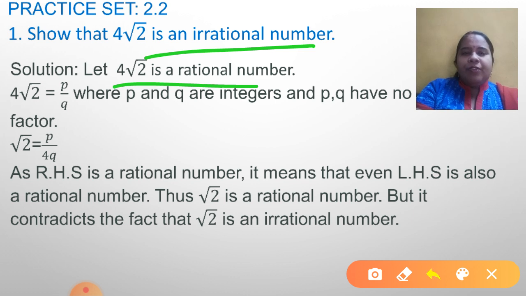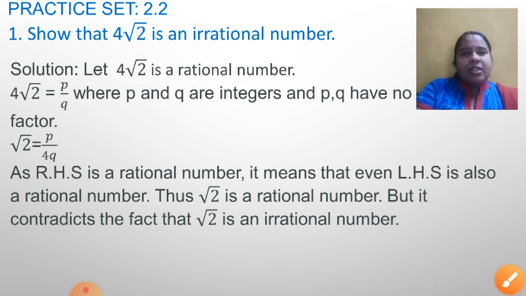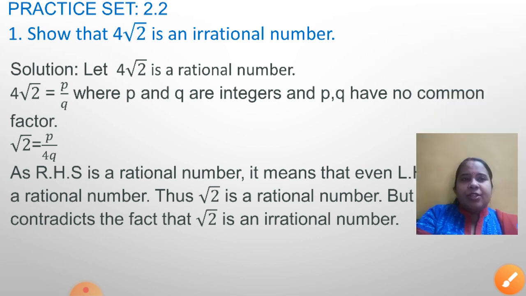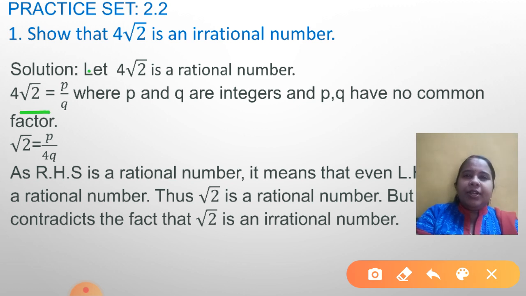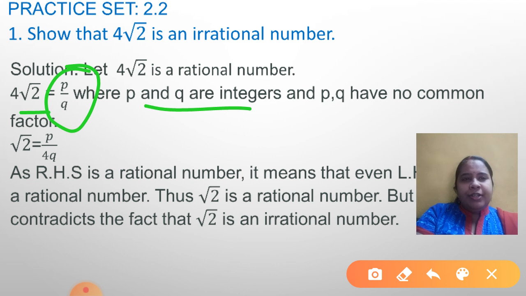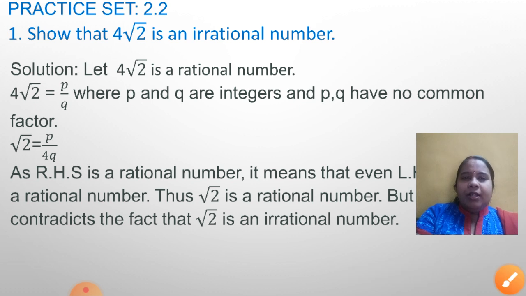Now, what is the definition of a rational number? The definition is, rational numbers can be expressed in the form of p upon q. So this rational number which I have assumed just now, 4 root 2, can be written in the form of p upon q. What are the important things to be mentioned? That p and q are integers. Integers means that they can be plus or minus, and they should not have any common factor. Why should they not have any common factor? Because if they have, it will further get reduced. So to avoid that, it's better that this p upon q does not have any common factor.